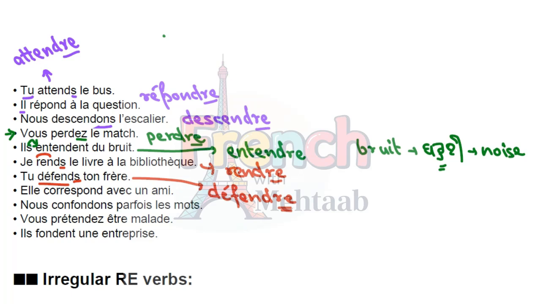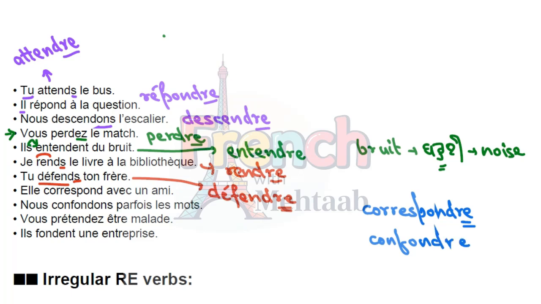Next one. Elle correspond avec un ami. Elle correspond avec un ami. So the verb here is correspondre. For conjugating the verb with elle, we would drop the re from the end and we would not add any kind of ending here. So elle correspond, she corresponds, she matches avec un ami, with a friend. Ami means friend.